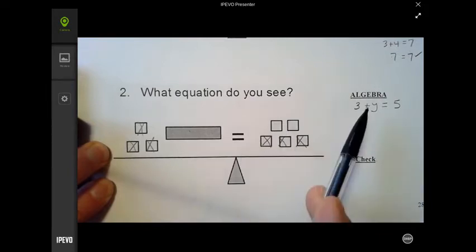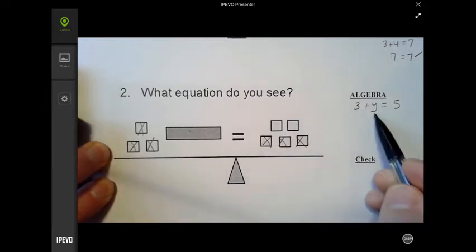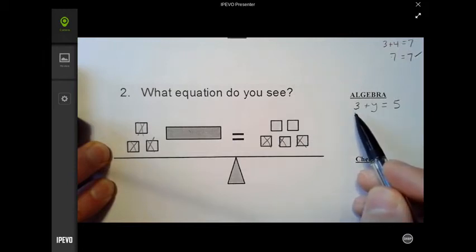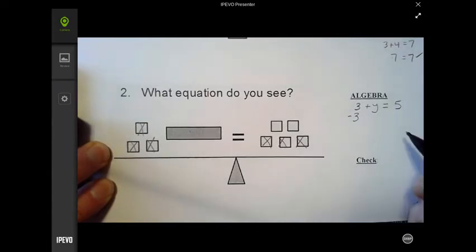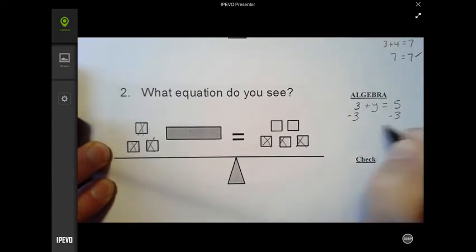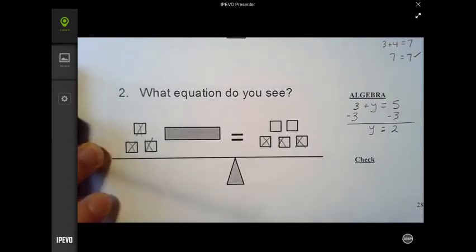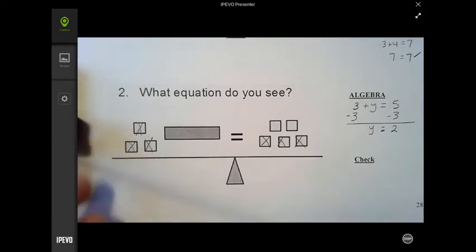left over. So algebraically, again, our variable was on the left side of the equal sign, and there was this 3 positives that was with the variable. We took away 3 of the positives on the left, which meant we had to take away 3 positives from the right. Bring your equal sign straight down. On the left, 3 minus 3 is 0, which left us only with the variable y. And on the right, when we did 5 minus 3, that left us with 2 squares left over. So in this case, y equals 2.